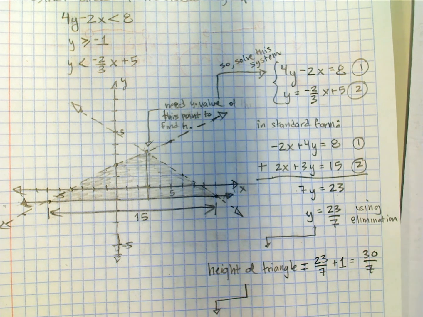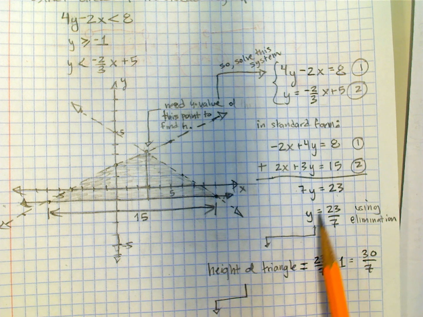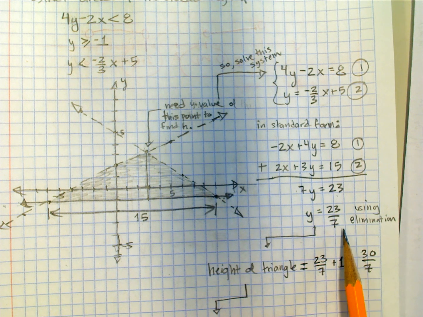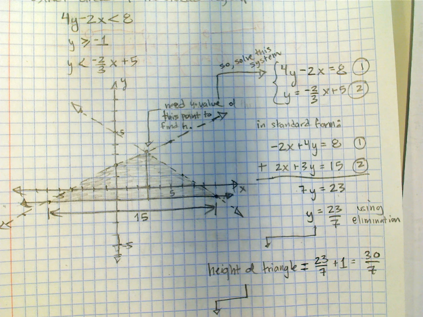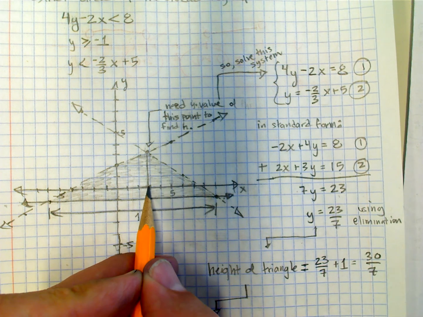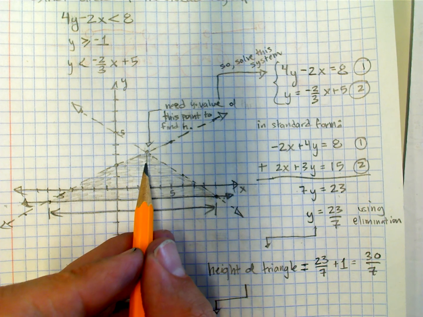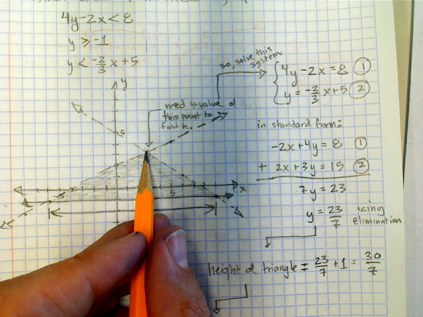And as you know, I like to leave my answers as improper fractions. I'm going to have to do a calculation with this in a minute. But let me just say, this is a little more than 3. 21 sevenths would be 3, and this is 23 sevenths. And let me just go over to my graph here and notice that 1, 2, 3, and then a little bit more. That's how many units this y value is according to my graph.